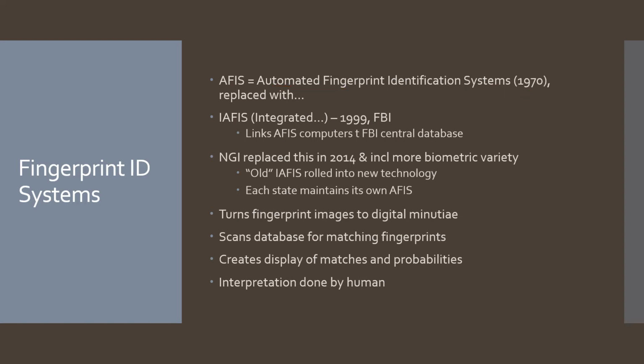In 1999, this was replaced by the Integrated AFIS, Integrated Automated Fingerprint Identification System. And this is basically a more robust, more interconnected version of AFIS that links AFIS computers with an FBI central database. So instead of having a series of regional AFISs, you now have a centralized integrated AFIS.